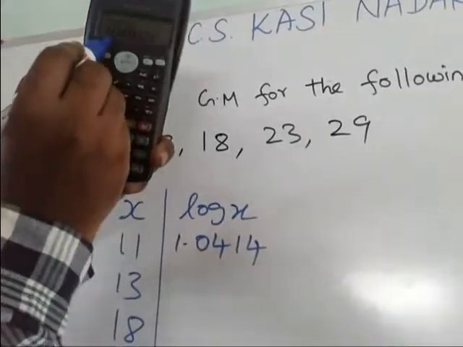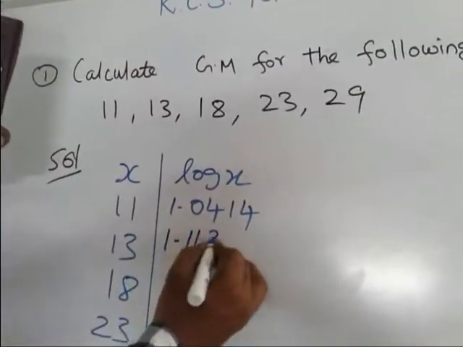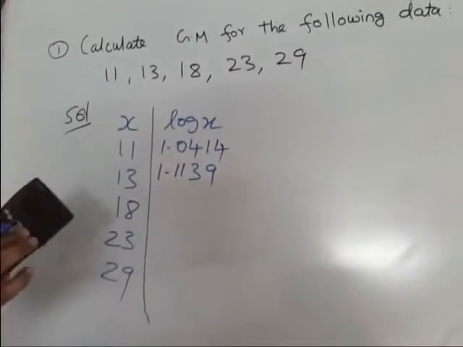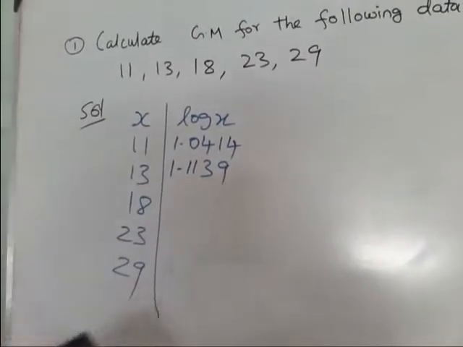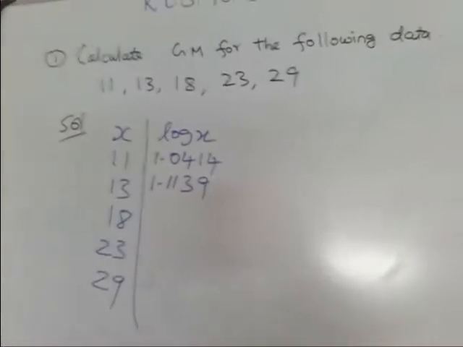So just leave it. You write 39 alone. Okay, that means 1.1139. So likewise you find the logarithm value. Using a normal scientific calculator, you can do this. The remaining ones I will write.